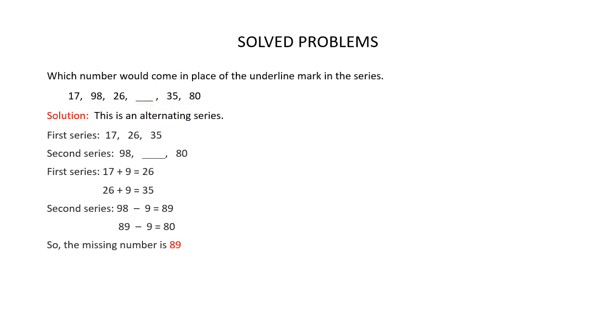In the first series, 17 plus 9 is 26 and 26 plus 9 is 35. So you have added 9 here to get the next number. In the second series, it will be 98 minus 9, which is 89, and 89 minus 9 is 80, which is correct. So you have to subtract 9 to get the next number. So the missing number here is 89. That is, 89 should come after 26.